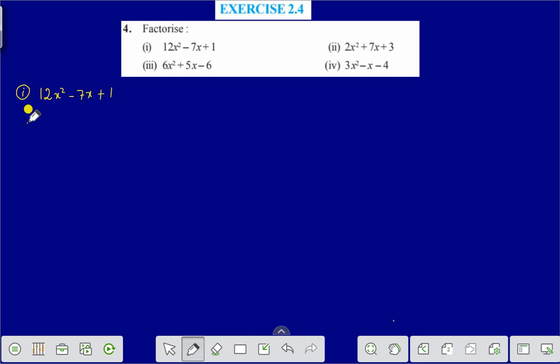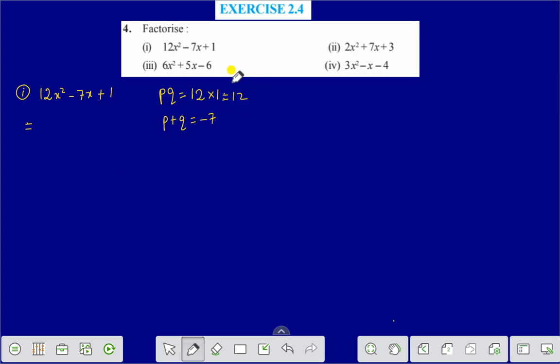What do we do? We have to find two numbers p and q such that pq is equal to 12 into 1, that is 12, and p plus q is equal to minus 7.